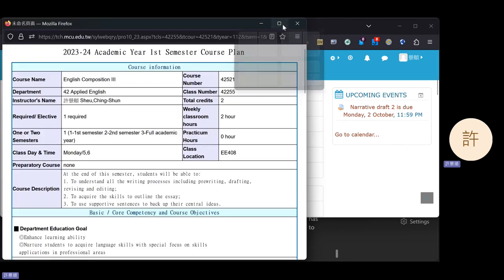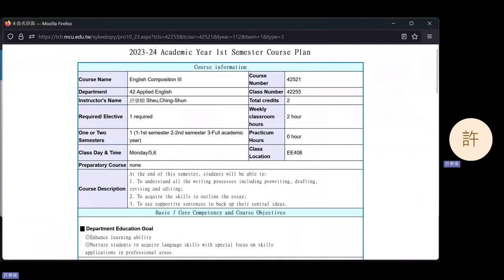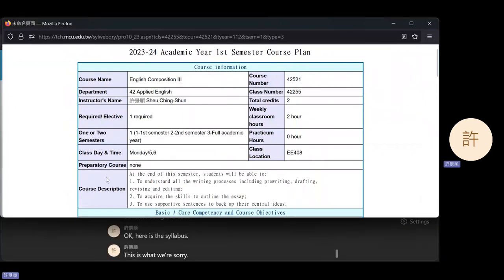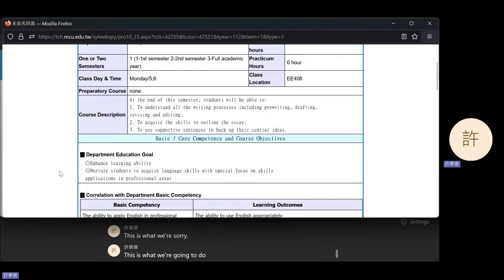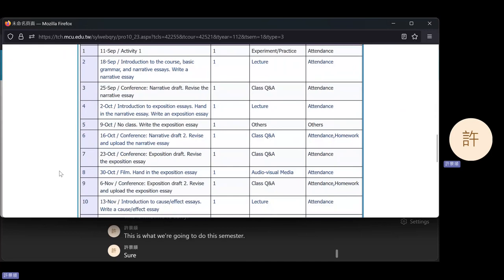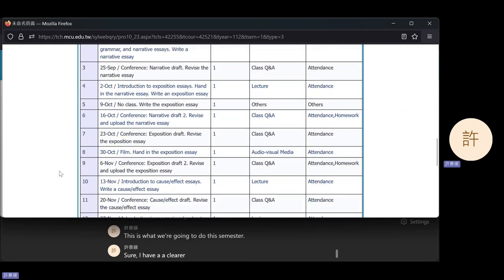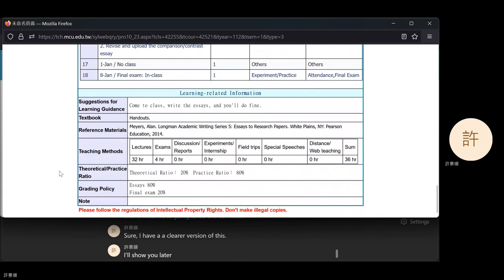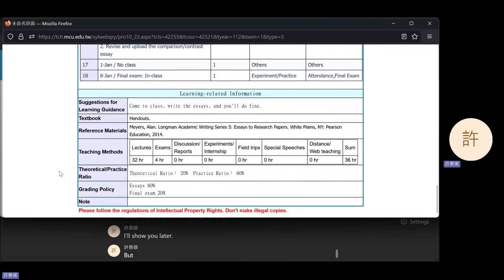Okay, here is the syllabus. This is what we're going to do this semester. I have a clearer version of this. I'll show you later. But this information is important.